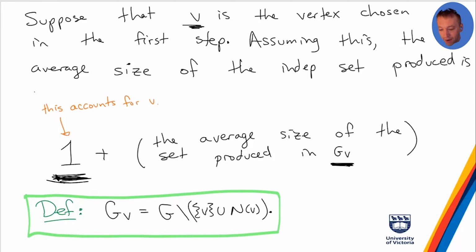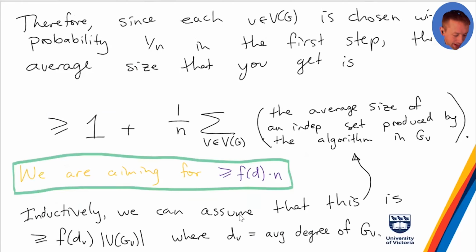And then whatever the algorithm gives me in G sub V will, on average, be the average size of the rest of the independent set. So G sub V is G, but you delete V and the neighbors, right? Is this clear? This is how you can compute the average recursively. For every vertex, the average can be computed in that way, and every vertex is chosen with probability 1 over n.